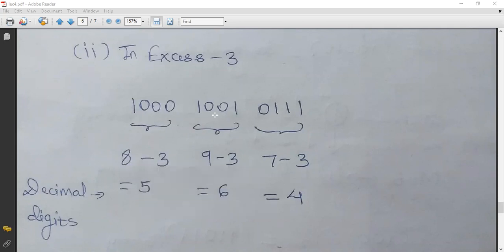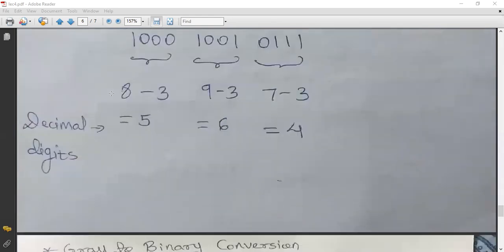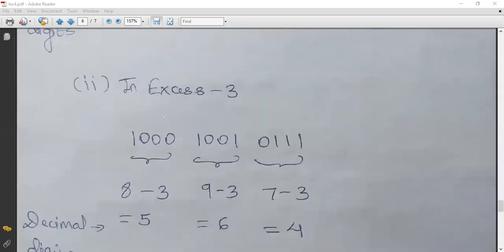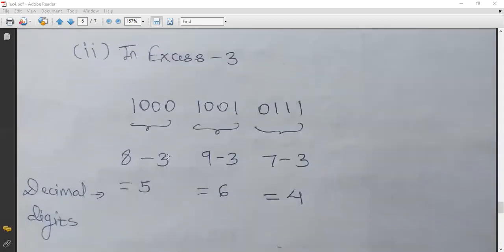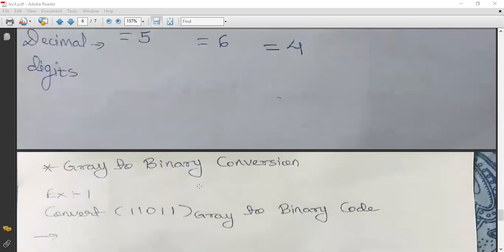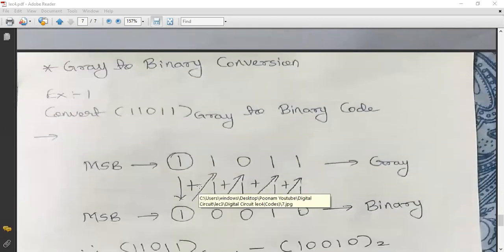Now the next number is 1001. This is nothing but 9. Subtract 3 from it, and we will get 6. The next number is 0111. This is 7, so subtract 3 from it, and we will get 4. So what is the decimal value from the XS3 representation? It is 564.